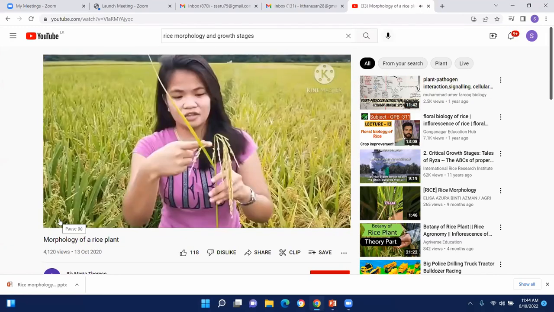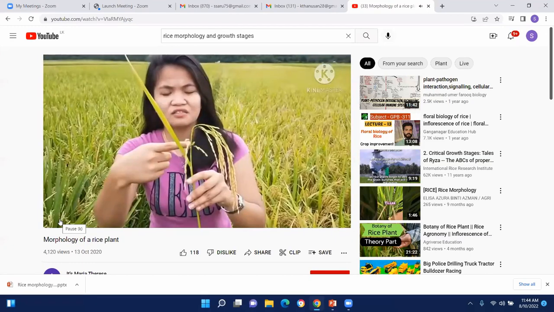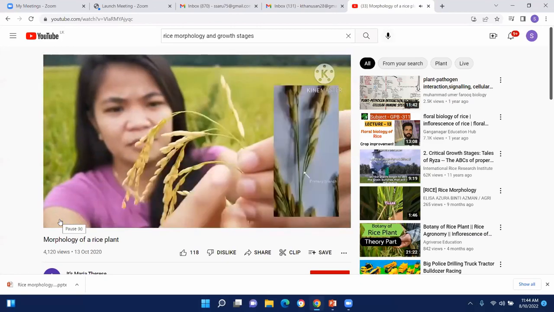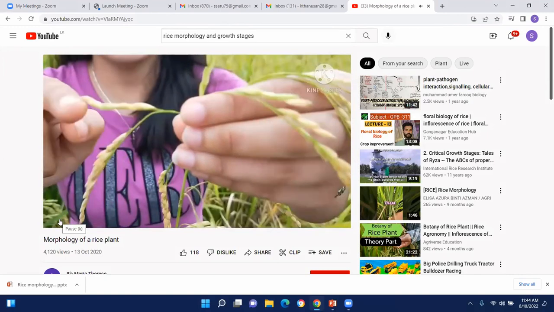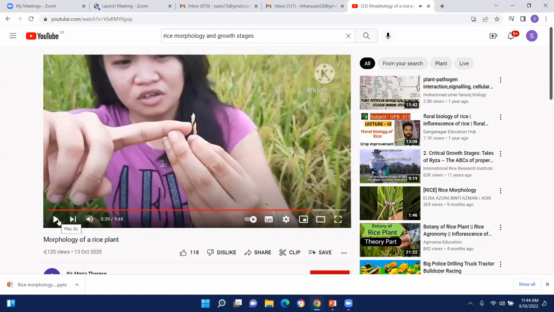And on this part, this is what we call the panicle axis, which serves as the main axis of the inflorescence. And on this part, this is what we call the primary branch, which develops on the panicle axis. All of these are what we call the primary branches. And on this part, these are the secondary branches, which develop under the primary branch. In the panicle, we will see about the primary branches and secondary branches.